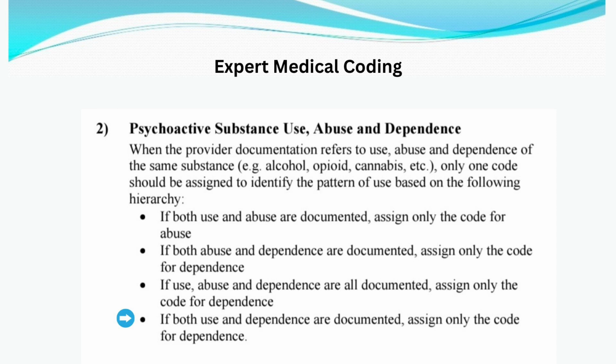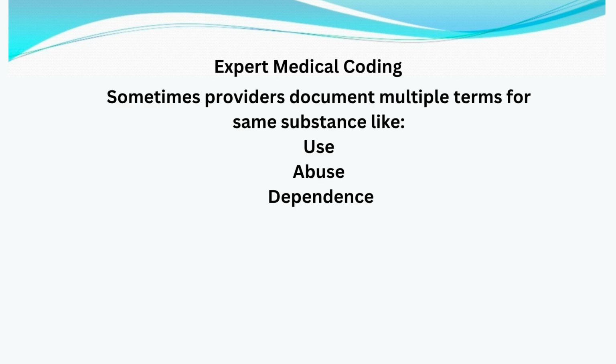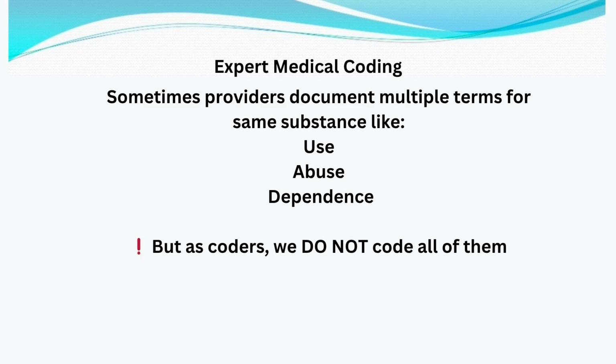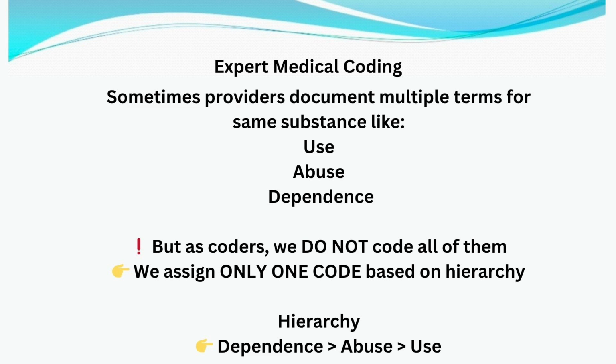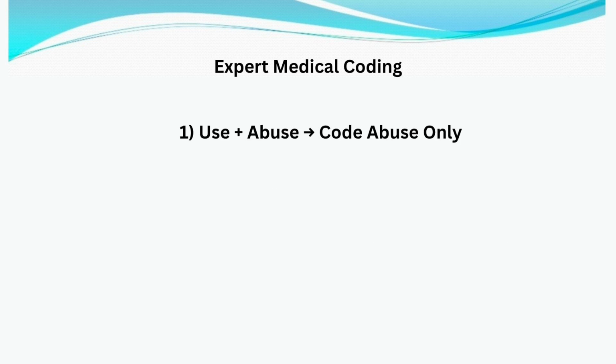Let's understand this guideline in more detail. Sometimes providers document multiple terms for the same substance like use, abuse and dependence. But as coders, we do not code all of them. We assign only one code based on the hierarchy. Here is the hierarchy. Dependence is higher than abuse and abuse is higher than use. If the provider documented both use and abuse, we have to code abuse only.